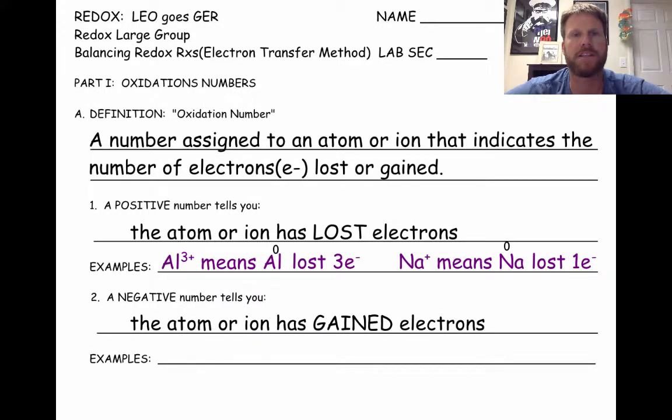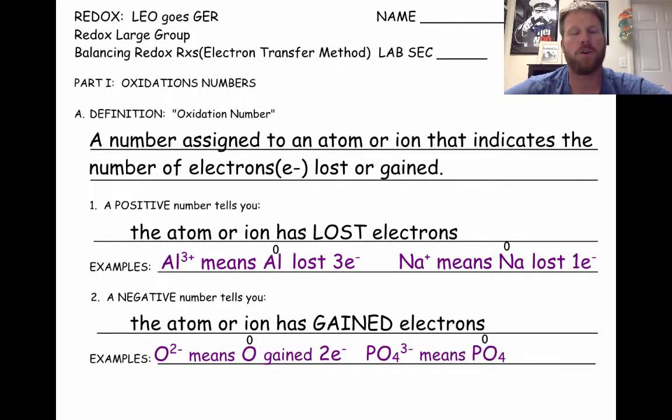A negative oxidation number tells you that an atom or an ion has gained electrons. For example, if you have O2-, that means oxygen has gained 2 electrons. If you have something like PO4 3-, that means PO4 has gained 3 electrons to become the phosphate ion.